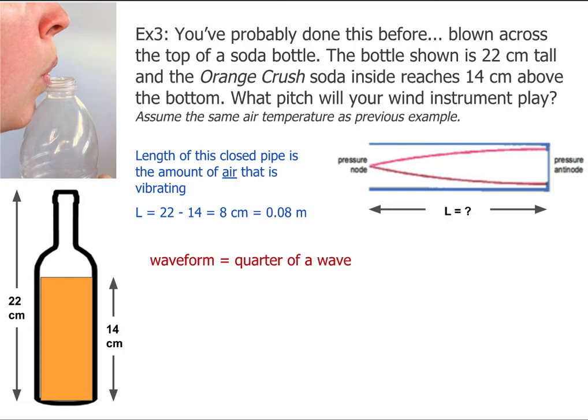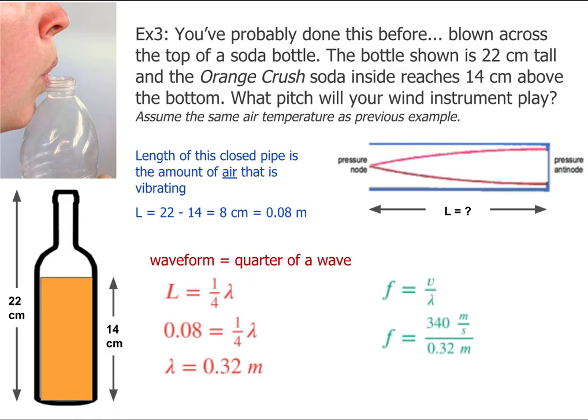Since our waveform is 1/4 of a wave, we could write a statement like this, that the length of the pipe is 1/4 of the full wave. Plugging in the value we know for the length, we can see that the wavelength would end up being 0.32 meters. And then as the problem said, we're going to use the same temperature from the previous problem, meaning the same speed, which was 340 meters per second. So using our wave equation, we can determine that the frequency is pretty high in this case, 1062 hertz.